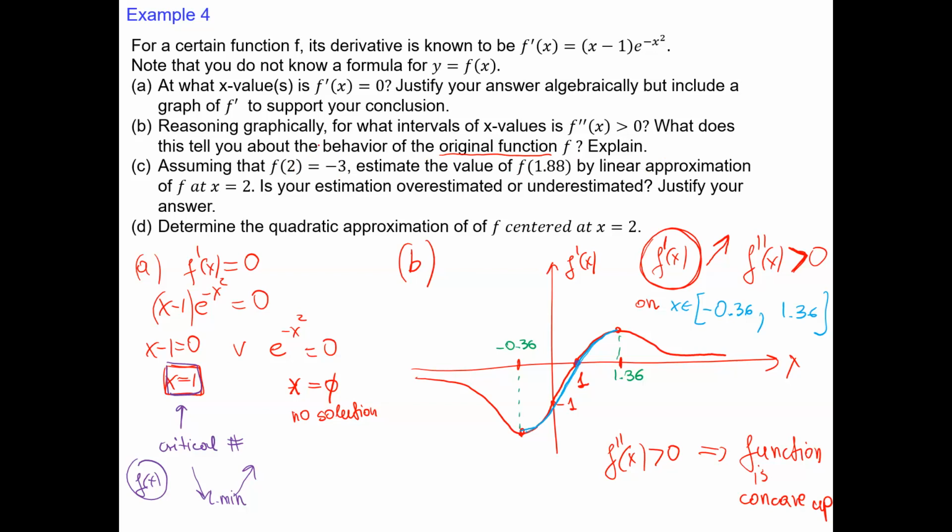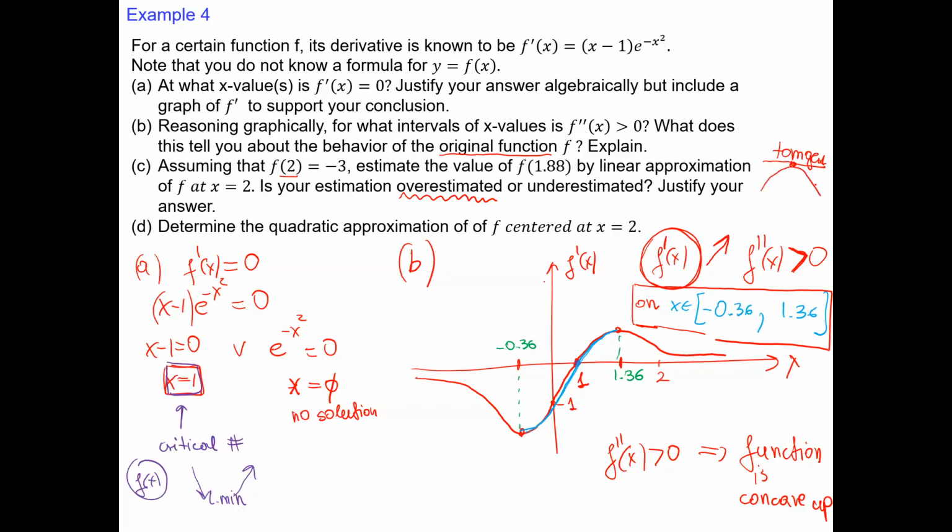Oh, we have to be careful, because this is not a graph, but we may see the function is only concave up to 1.36. That means at 2, the function is concave down. If the function is concave down and we're using the linearization, which is tangent at 2, then we will do overestimation. We still don't have the estimation, but we know that it's over because the function is concave down.